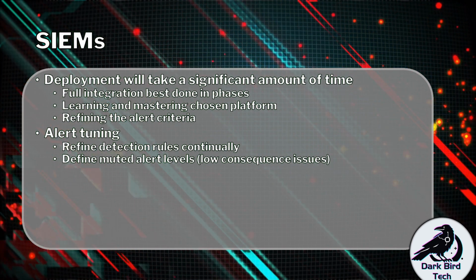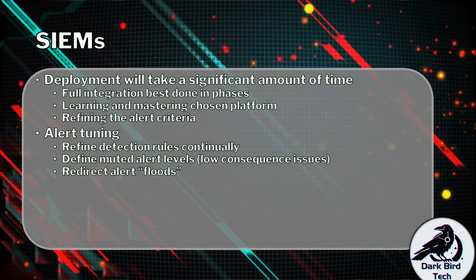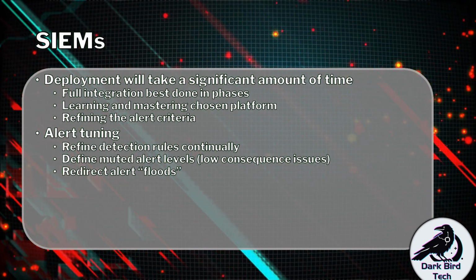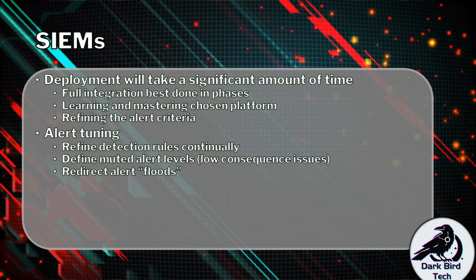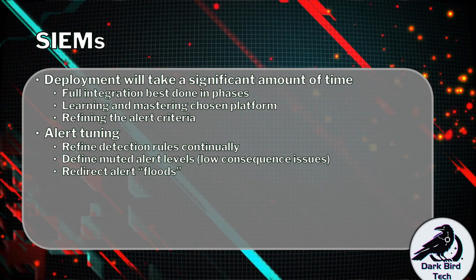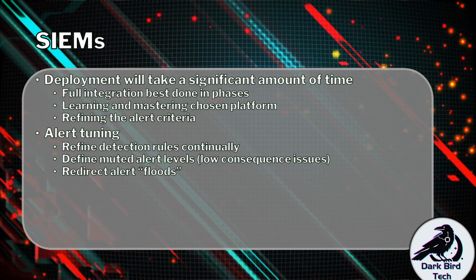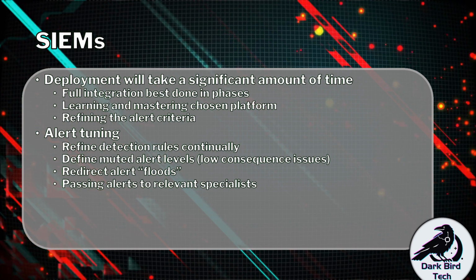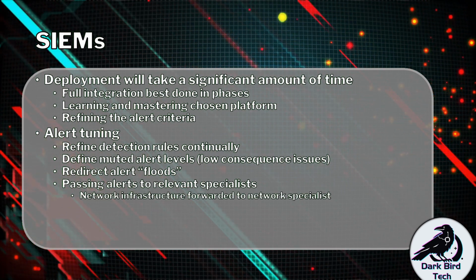Also, when an incident does occur, you need to redirect the alert floods that are going to come your way. Normally when an incident begins and you react to the first response, further alerts are going to be triggered, either by the attacker or by the response effort. So you need to make sure that you can redirect the alert floods so that they get sent to the correct folder, view, whatever it is that the SIEM uses, so that it doesn't distract you anymore from the current incident you're dealing with. You also want to make sure that you're passing the alerts to the relevant specialists, so that network alerts go to the network specialist, database alerts go to the database specialist.